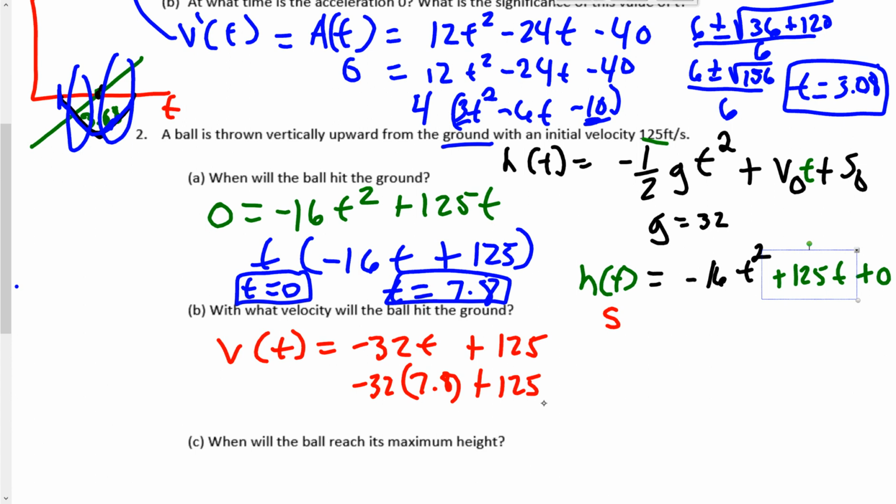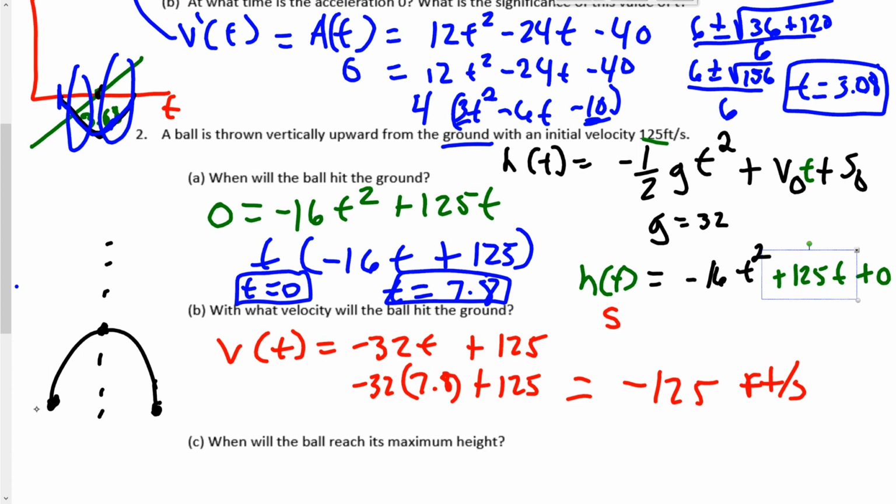So when it comes back down, it has a negative velocity, because we're going down, 125 feet per second. So there's the velocity. And this makes sense if you're thinking about a parabola. If we start at the ground, the ball comes up, it comes down. We have our max height here, and then eventually it's going to hit the ground. So whatever the initial velocity is, the ending velocity is going to be the same.